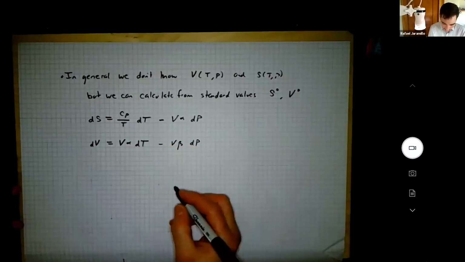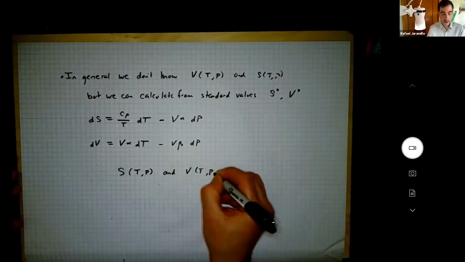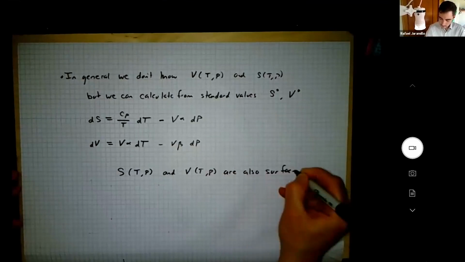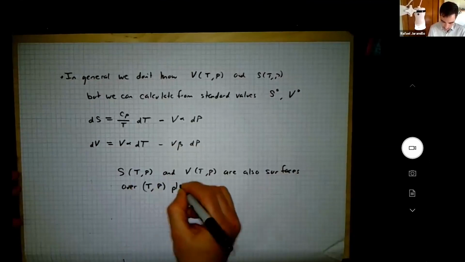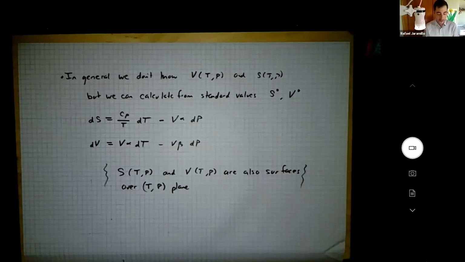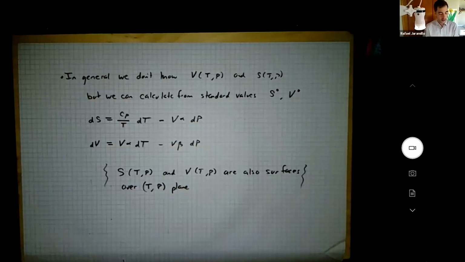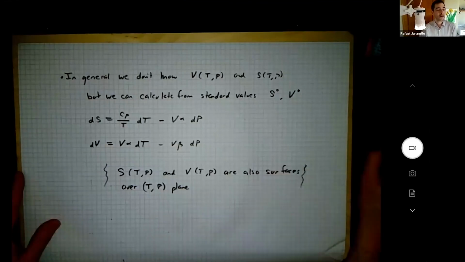And this highlights that S of T and P and V of T and P, they're also surfaces over the TP plane. So your mind has to think about all these sort of surfaces in multidimensional space. The surfaces are state functions. They might be entropy. They might be Gibbs free energy. They might be volume. Depends on what you're trying to calculate. In principle, you could do the calculus if given the equations of state. In practice, it's the computer going to be doing it for you.